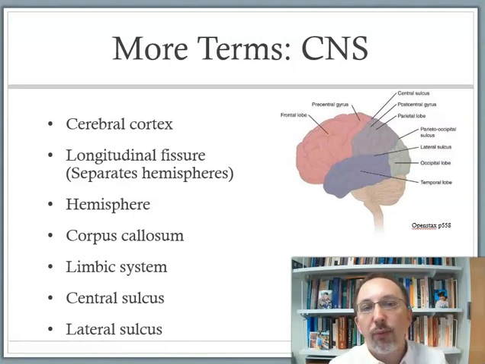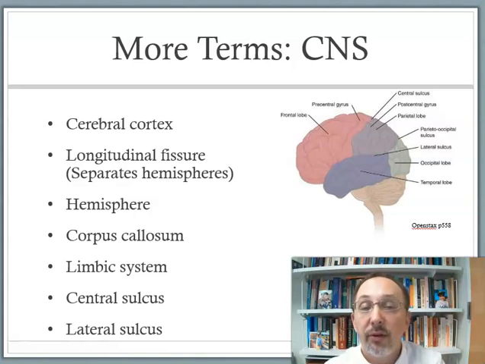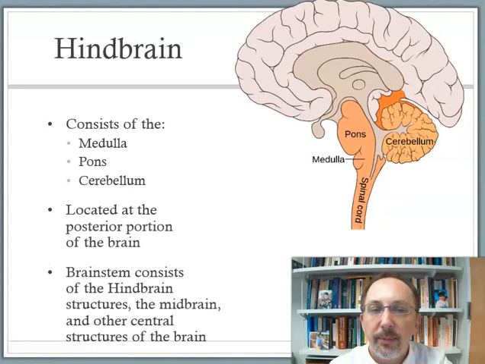So these are great landmarks that allow us to say, look, if I know where the central sulcus is, and I say precentral gyrus, that means I am the gyrus right in front of the central sulcus. I'm the very posterior part of the frontal lobe, and I do very specific tasks involved in movement.